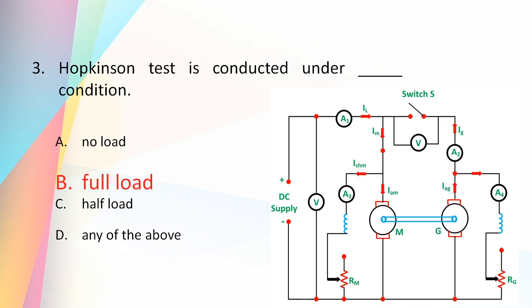Then efficiency at different loads can be predetermined, but it has disadvantages. The main disadvantage of this method is the necessity of two practically identical machines for performing this test. So that is the biggest disadvantage.